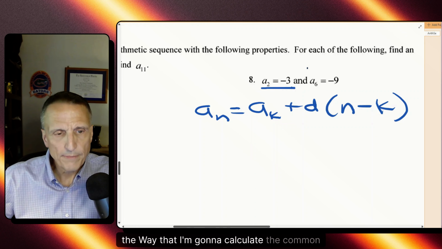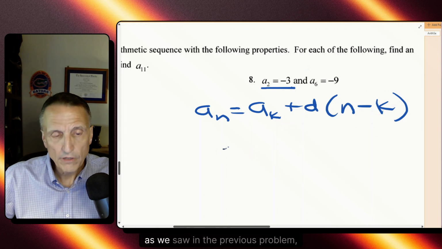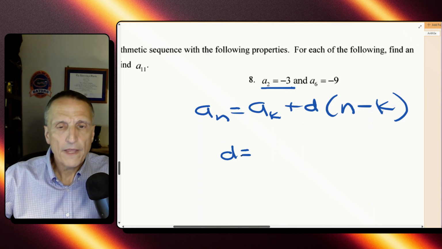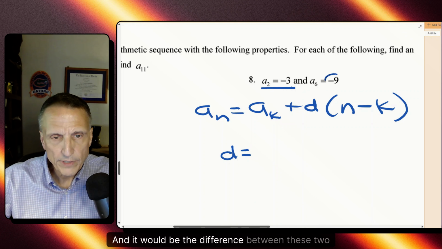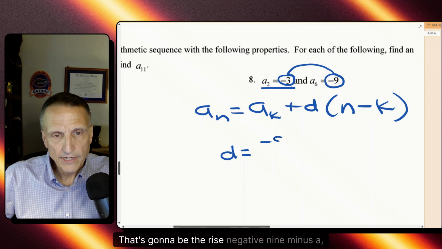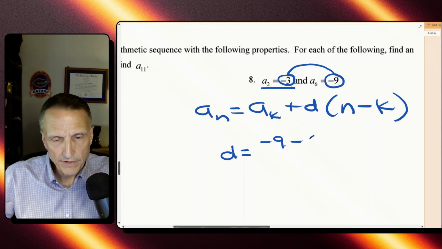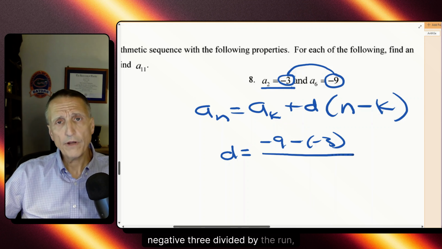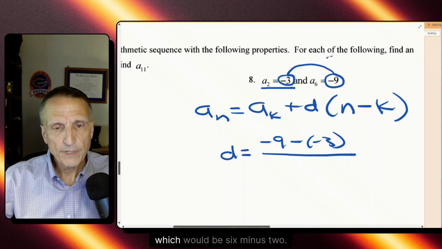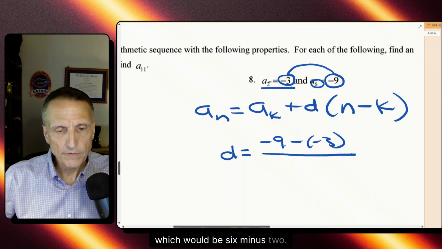Well, the way that I'm going to calculate the common difference is realizing, as we saw in the previous problem, that the common difference is the slope. And it would be the difference between these two values. That's going to be the rise, negative 9 minus a negative 3, divided by the run, which would be the difference between the n values, which would be 6 minus 2.